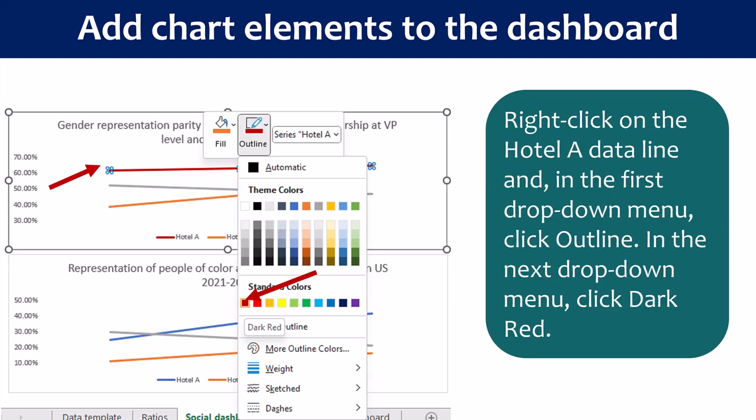The last thing we need to do is change some of the colors used in the charts. Right-click on the Hotel A data line and in the first drop-down menu, click Outline. In the next drop-down menu, click Dark Red under Standard Colors.